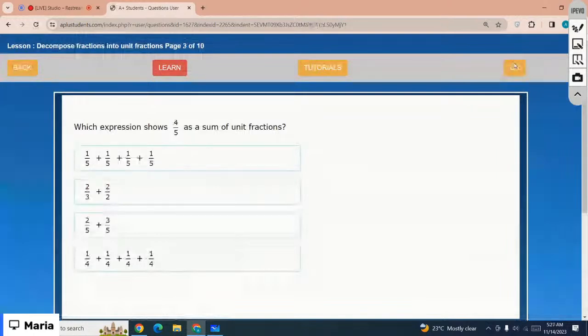Okay, the next one is which expression shows 4 over 5 as a sum of unit fractions? Which is the correct option? How do you make 4 by 5?